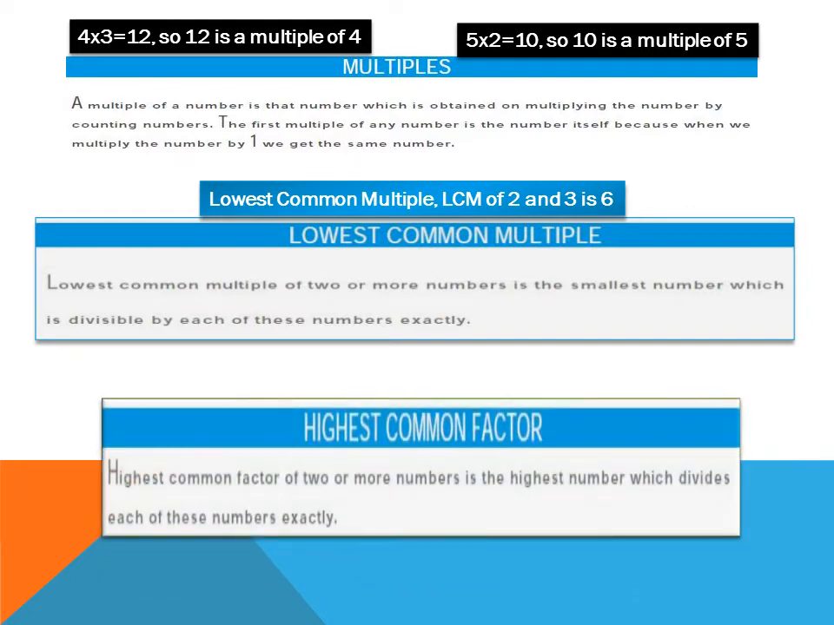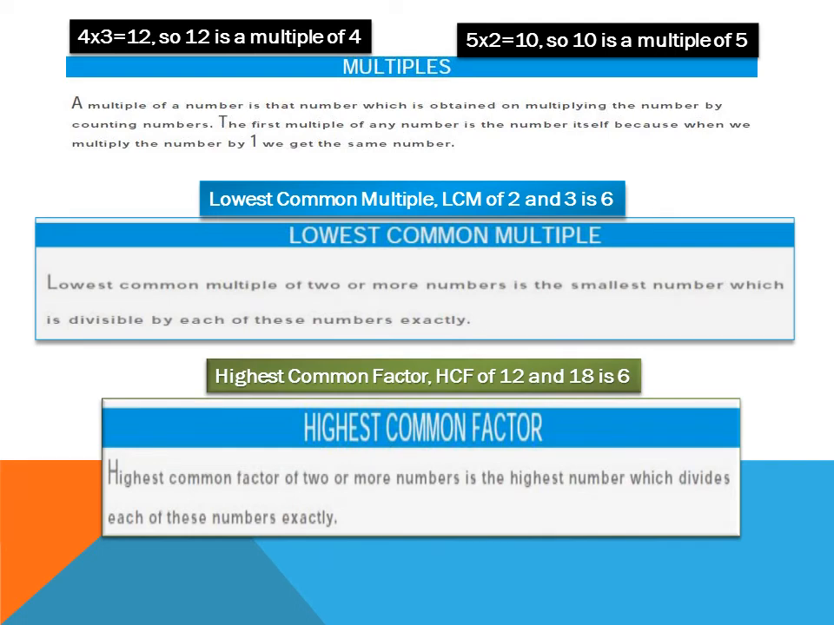In the same way, we have the HCF, the highest common factor. The highest common factor of two or more numbers is the highest number which divides each of these numbers exactly. For example, the HCF of 12 and 18 is 6. Since 6 is the largest number that can divide both 12 and 18, therefore 6 is the HCF of 12 and 18. Pause the video, try to understand all the three terms: multiples, LCM and HCF.